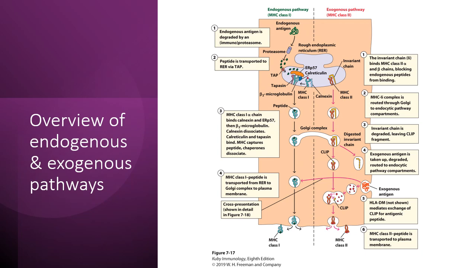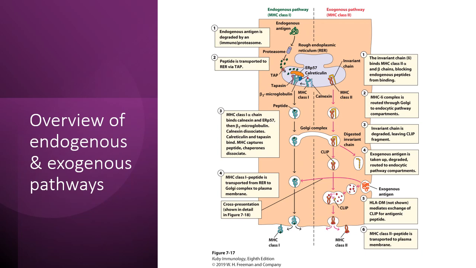Okay, so this is basically where we started. Up at the top, on the green side on the left, what you have is the endogenous antigen. That's some sort of cellular protein, whether it's the cell's own protein or a viral protein, doesn't matter. It gets degraded in the proteasome because it has been tagged by ubiquitin. Excellent, good, okay.